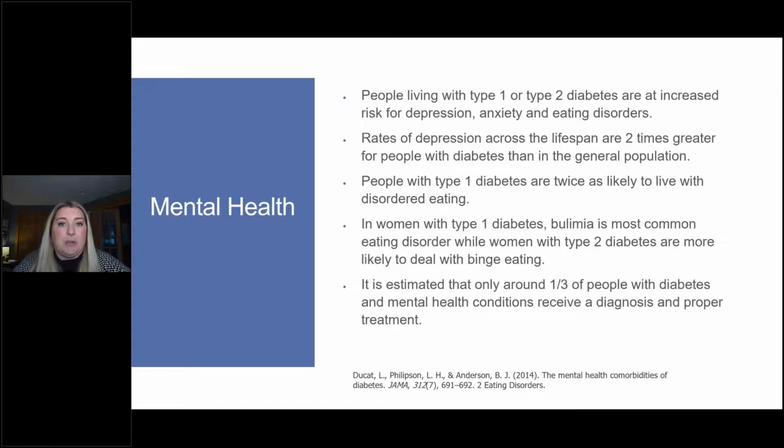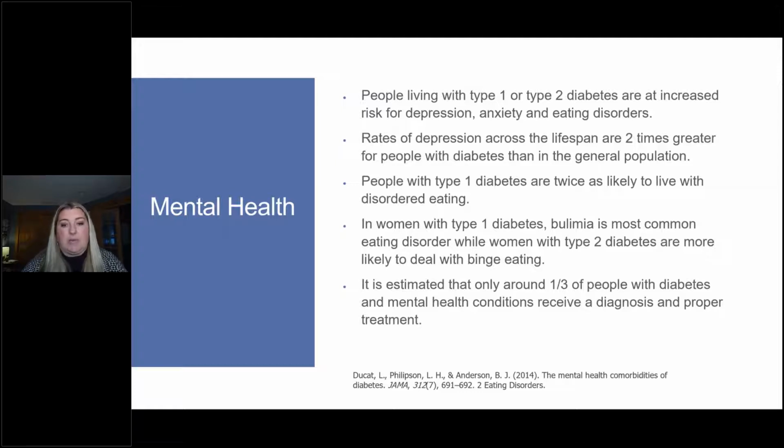So mental health, we know people with type 1 or type 2 are at increased risk for depression, anxiety, eating disorders. Rates of depression are 2 times higher. People with type 1 diabetes are twice as likely to have disordered eating. Women with type 1, bulimia is the most common. Type 2 is more binge eating.